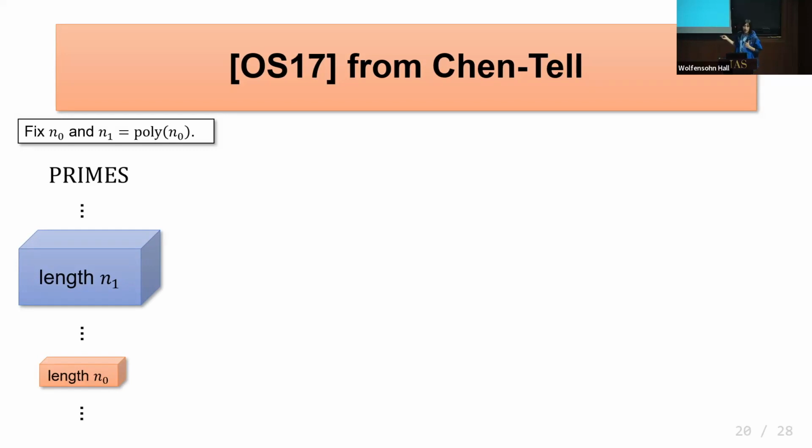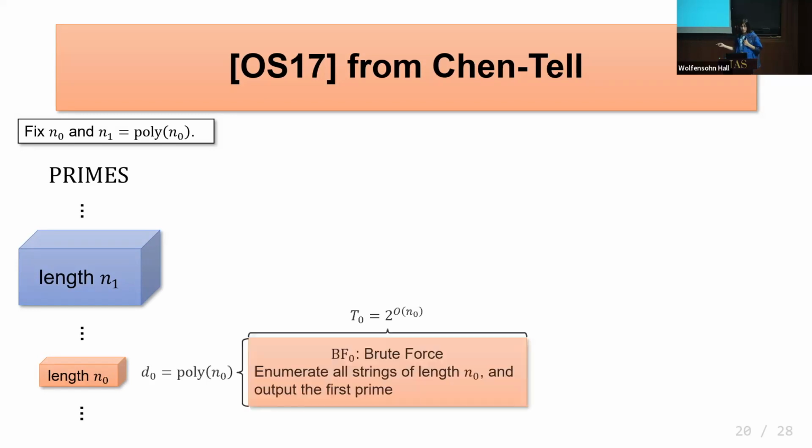So here we have two oracles, primes on length n0 and primes on length n1. Let's consider the proof. The distinguisher is both an ingredient for constructing the generator and a distinguisher for the generator. I'll make it clearer later.